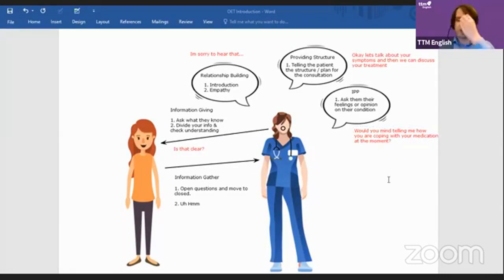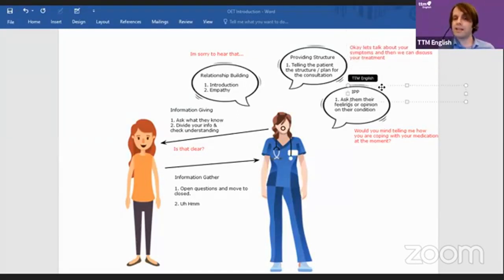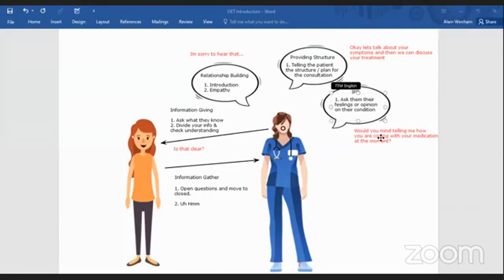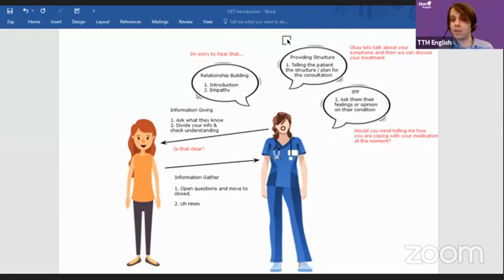What does cope mean? Anyone? Cope? Manage. Can you manage? It's like managing, right? So you're not asking them what they know. You're asking them about their lifestyle. It also has the meaning of how are you feeling, or how are you really doing? So guys, write that word down. It's one word, but it helps with IPP a lot, I think.